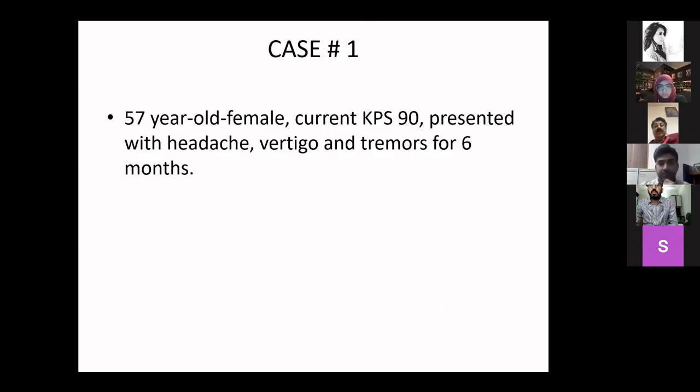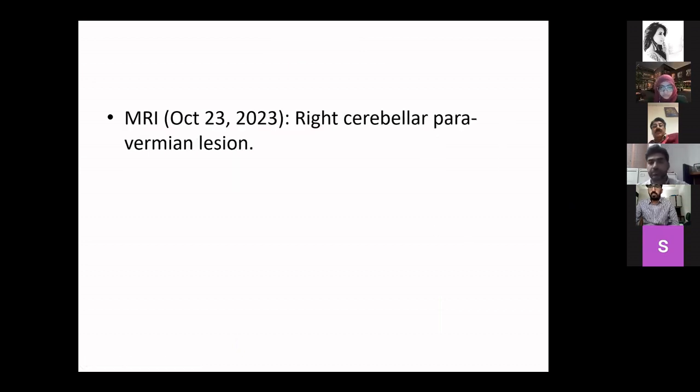Assalamu alaikum, everyone. So this is a case of a 57-year-old lady, APS of 90, who presented to us with a complaint of headache, vertigo, and tremors for nearly 6 months. Moving to the MRI scan, it shows a right cerebellar paravermian contrast enhancing lesion.